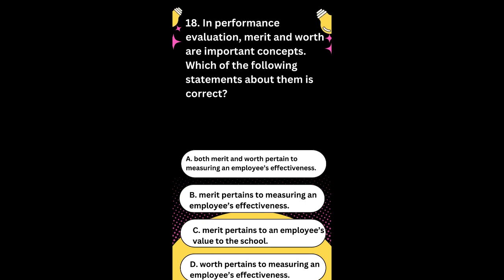18. In performance evaluation, merit and worth are important concepts. Which of the following statements about them is correct? A. Both merit and worth pertain to measuring an employee's effectiveness. B. Merit pertains to measuring an employee's effectiveness. C. Merit pertains to an employee's value to the school. D. Worth pertains to measuring an employee's effectiveness.